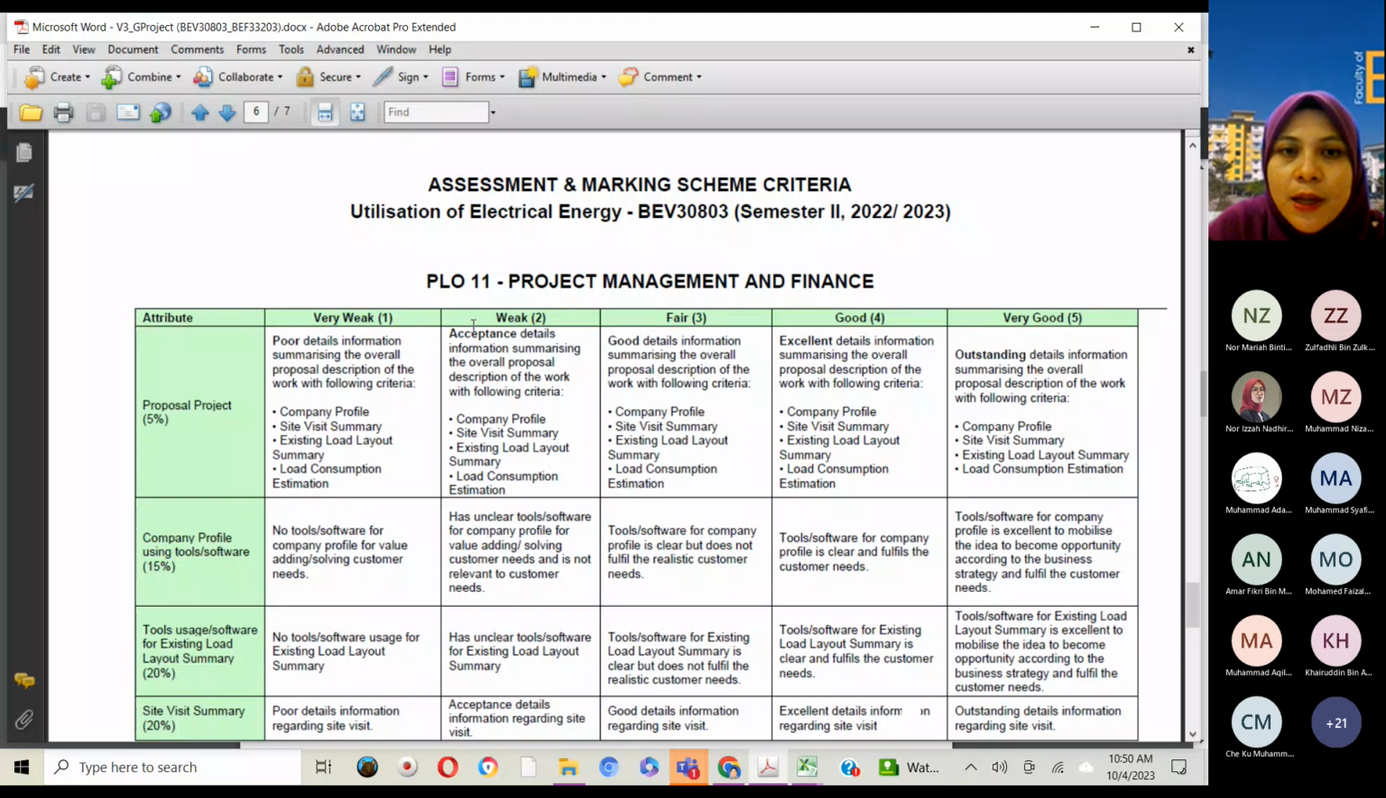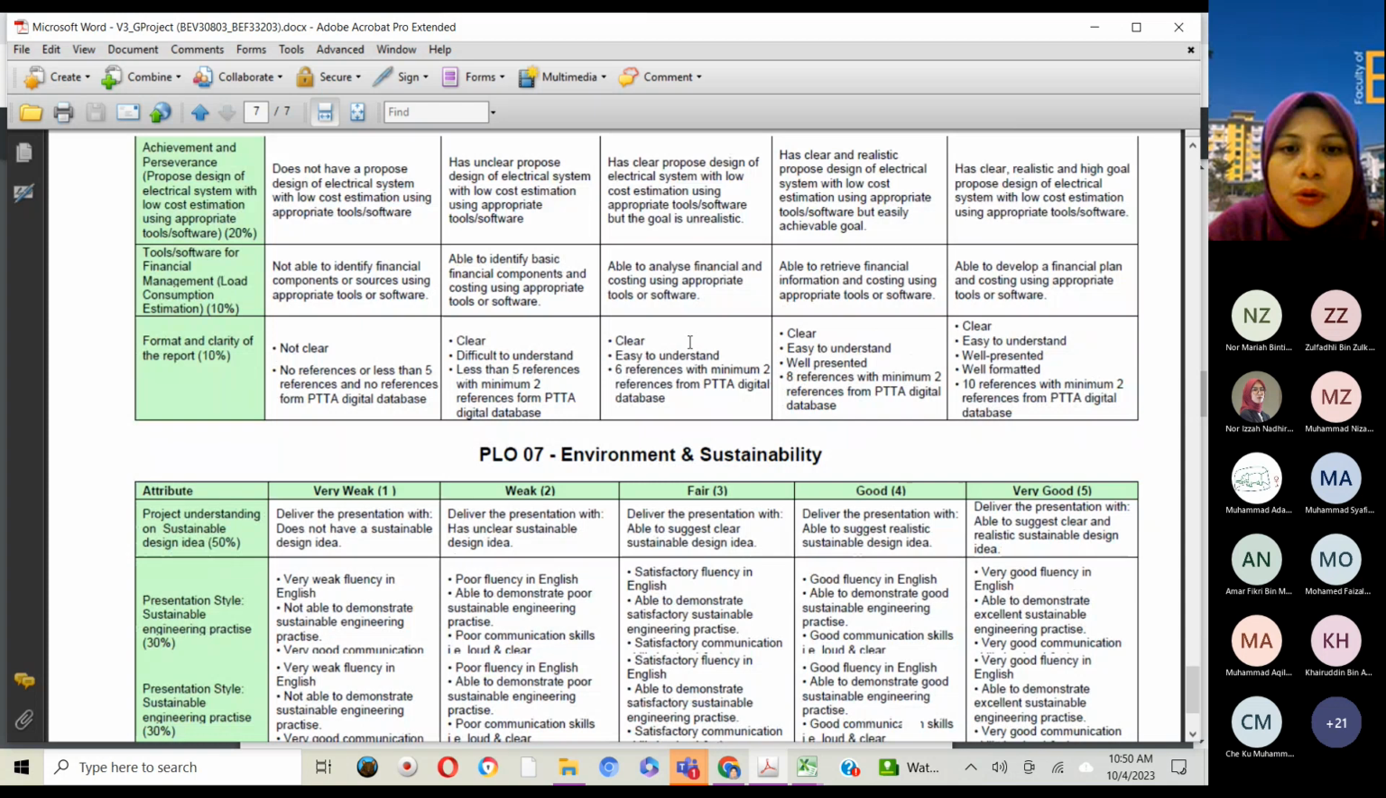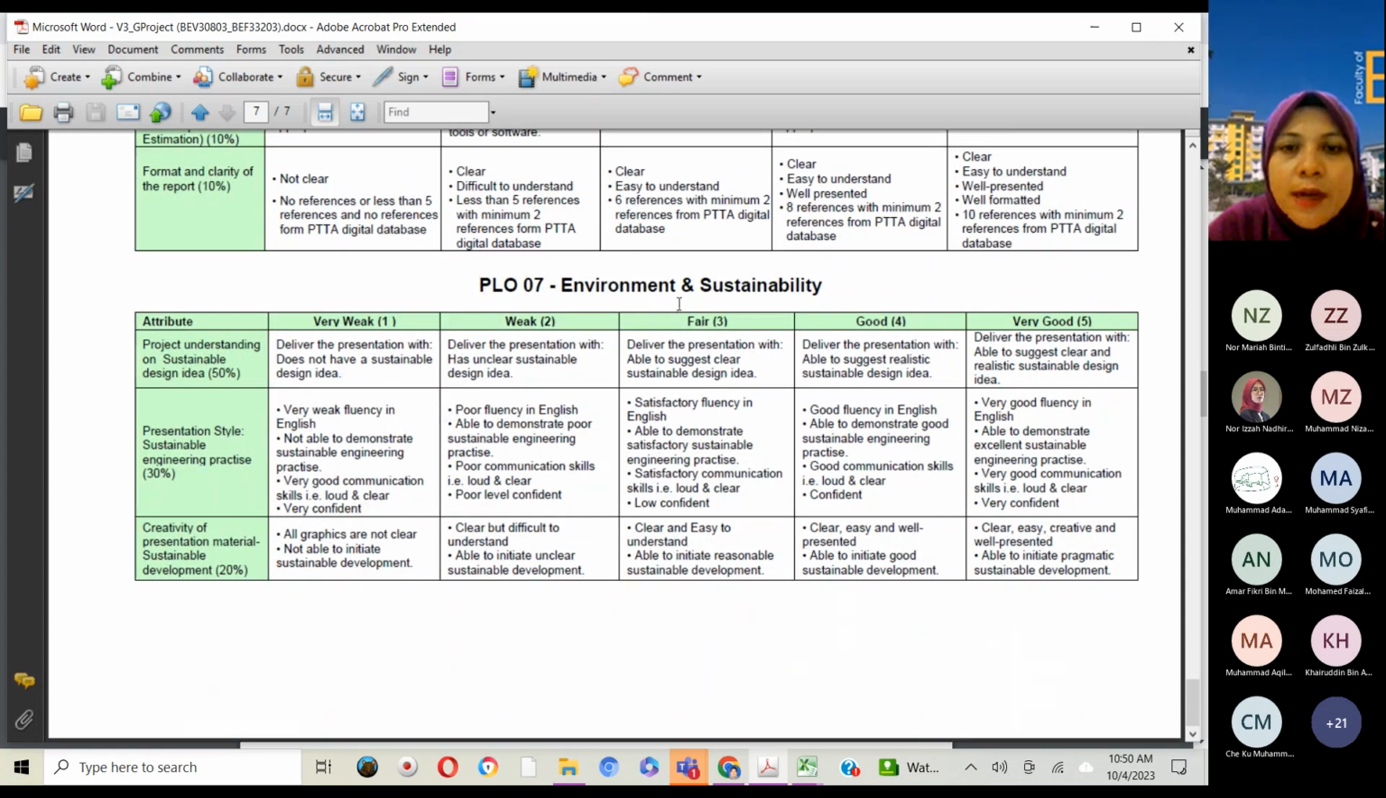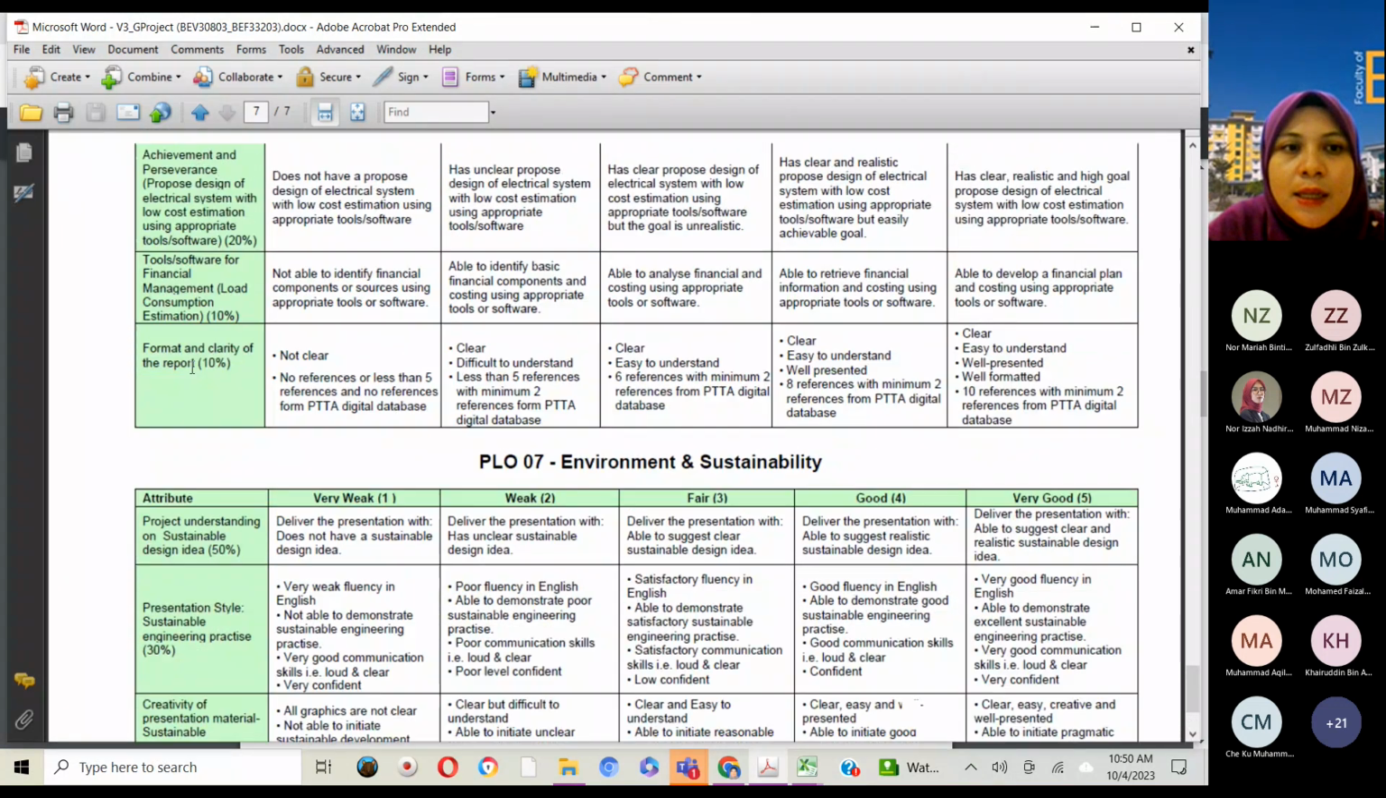So kita akan evaluate you is based on your project management and finance, PLO 11. And also we have PLO 7, environment and sustainability. Macam saya kata tadi, 10% ni nampak ni. Kalau you kena masukkan reference dia, 2 reference from PTTA digital database. Ni. This one is kalau full marks lah. 10 reference with minimum 2 reference from PTTA digital database.